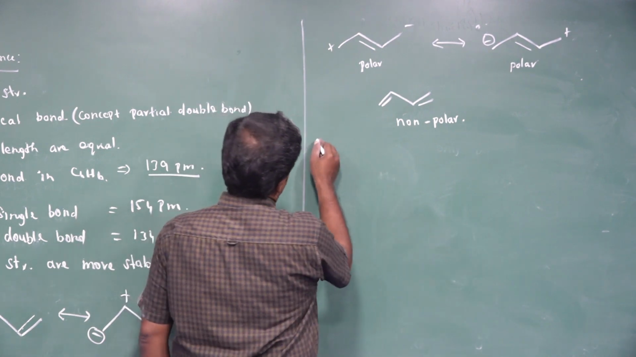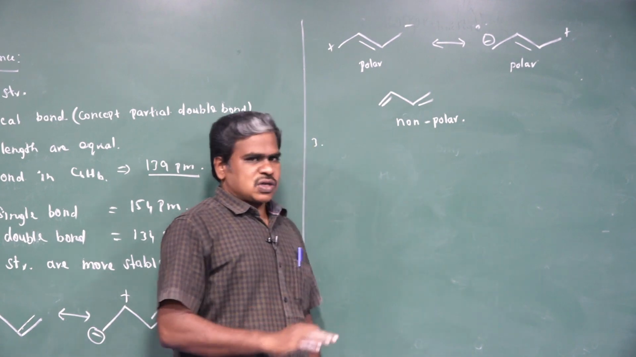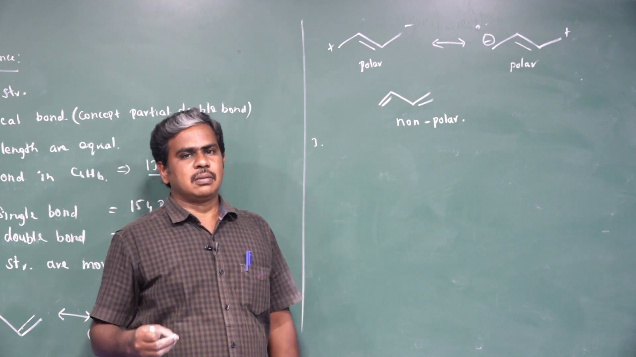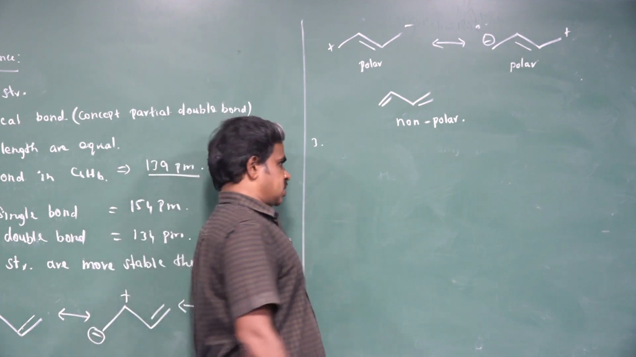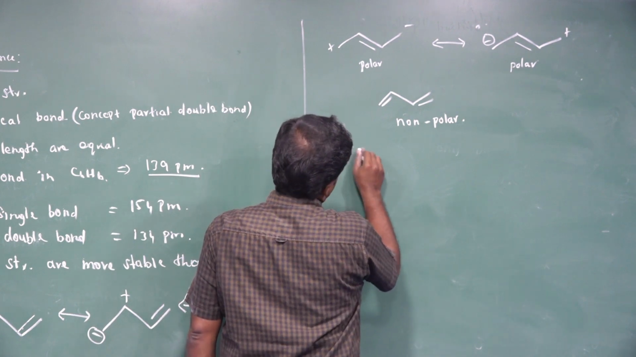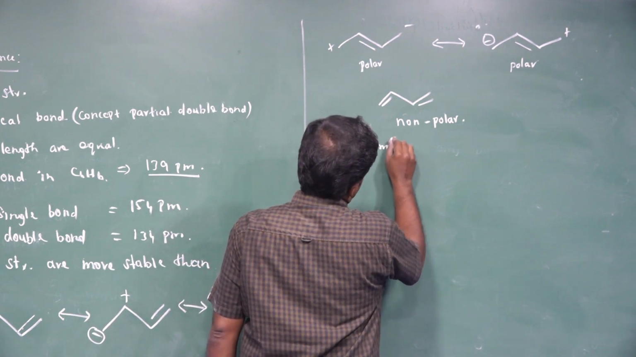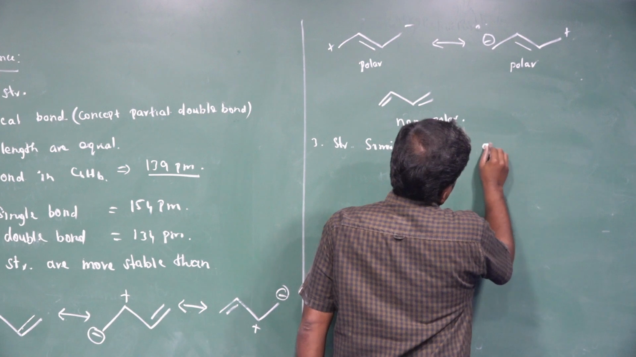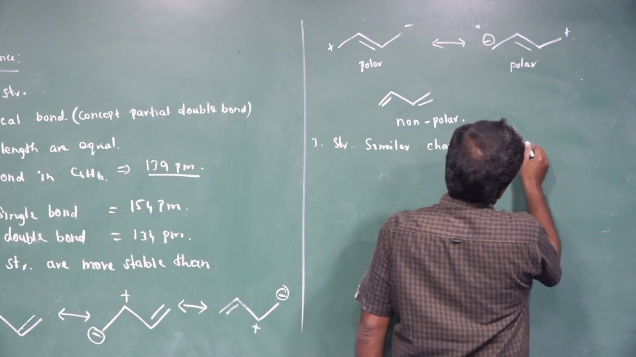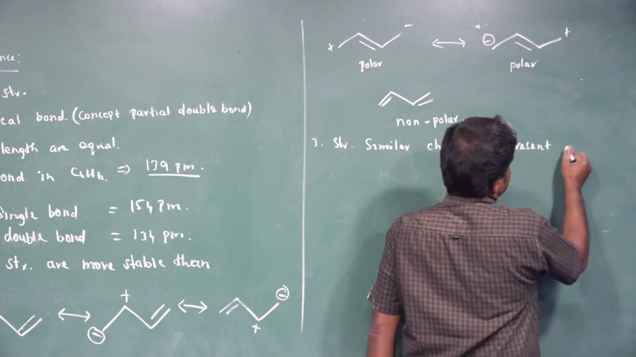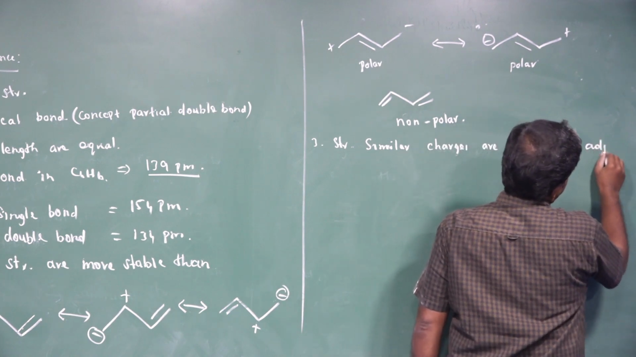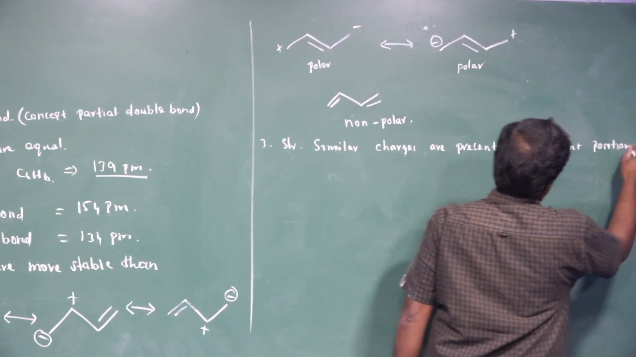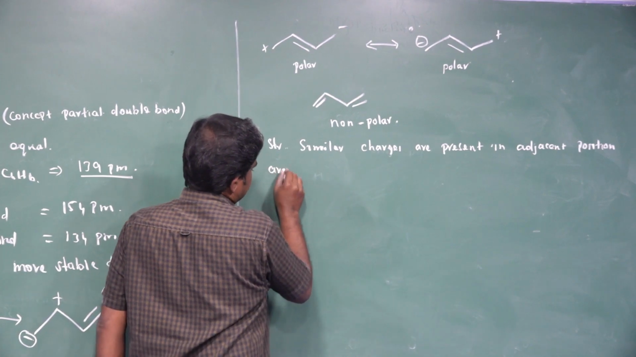And the next one: in the resonating structure, similar charges present in adjacent positions are insignificant. So in the resonating structure, if similar charges are present in adjacent positions, those structures are insignificant.